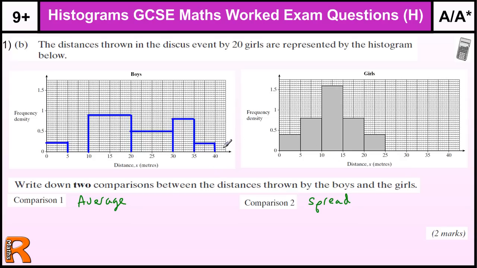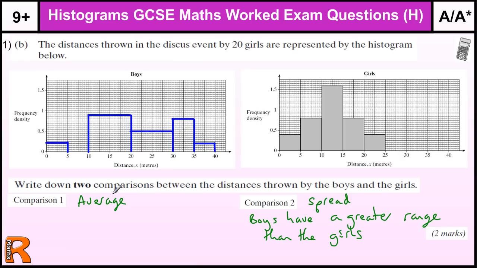We're going from 0 to 40 for the boys, and the girls are going from 0 to 25. I know there's a gap here, but even if we take the 10 to 40, that's a 30 spread, and this is only 25. So the spread comparison there is the boys have a greater range than the girls. And that's a nice easy 1 mark.